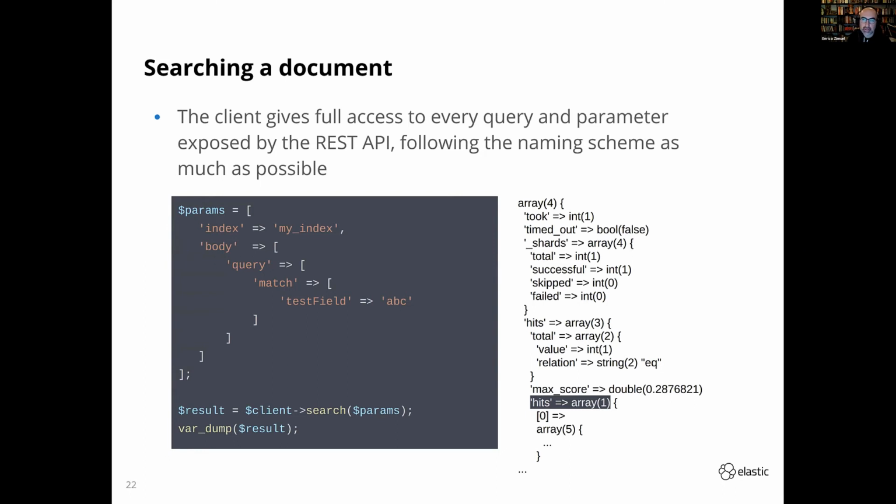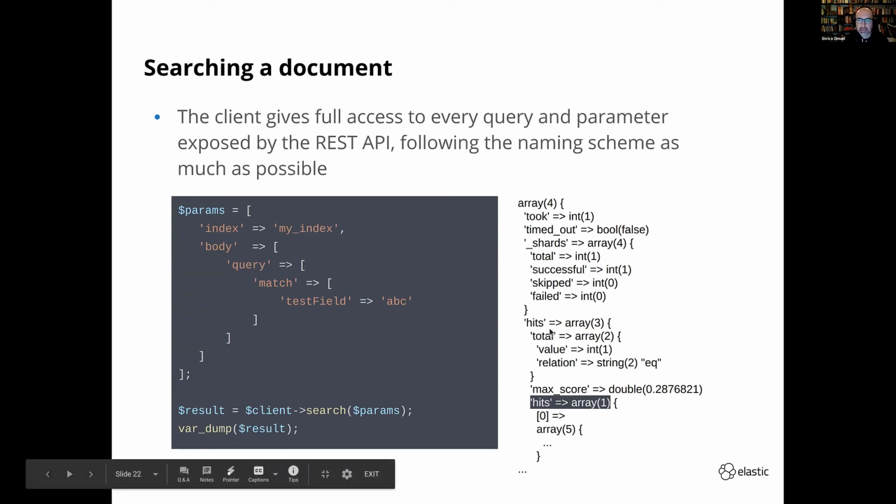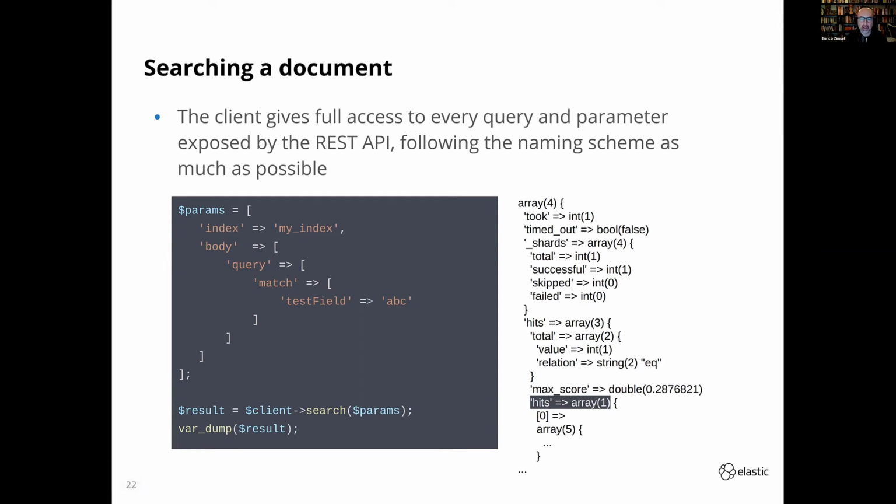All the results are stored under the hits array. So this is a sub-array of the hits key. So you need to specify hits. And here, basically, you have all the results. In this case, it's just one element because in this example we have only one document indexed in Elasticsearch. So this is the result. So it's important to remember that.